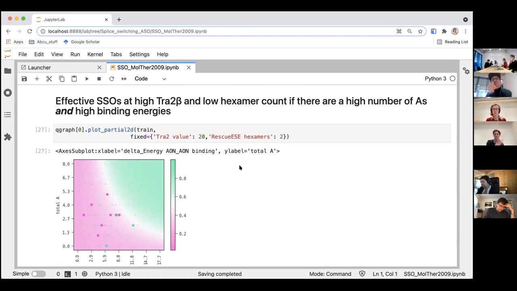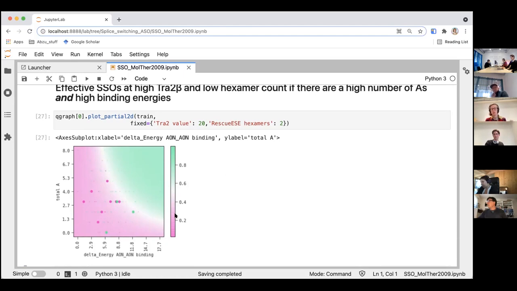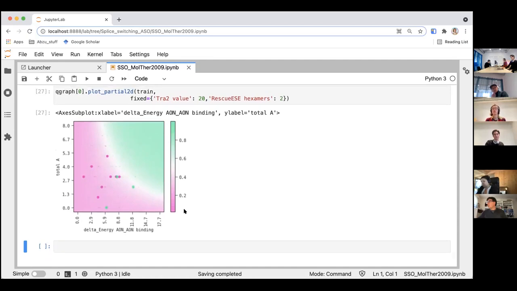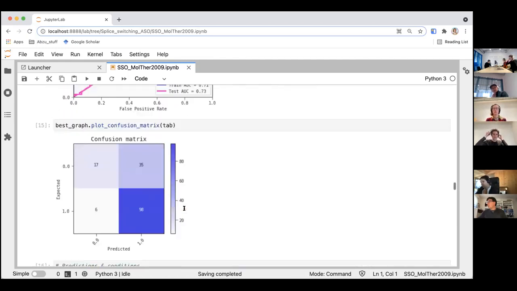If I were to design the splice switching oligos, I would now know that I would need to go for target sites with a high hexamer count and with a low TRA2 value. But if that's not possible, sometimes the RNA simply has a composition where it's not possible, then I would know I at least need to go for places with a high number of A's. And I also need to increase the binding energy between the compounds. The binding energy you can also increase by working more on the chemistry side to modify the nucleotides. So that was it from the example with the splice switching oligos.